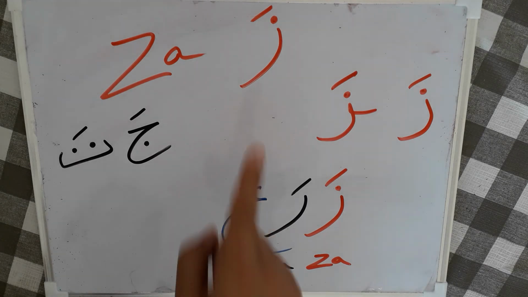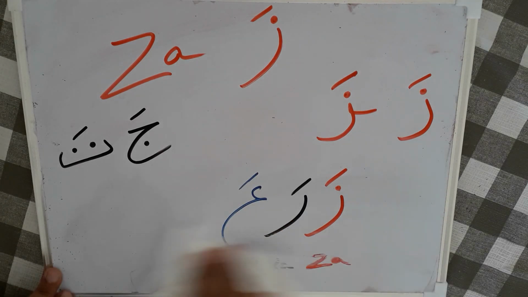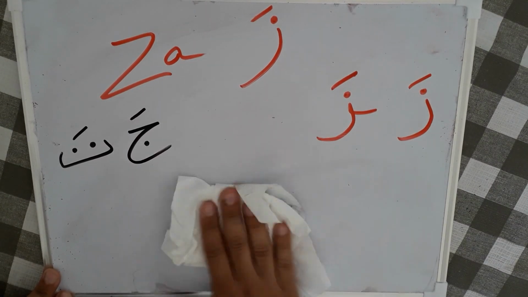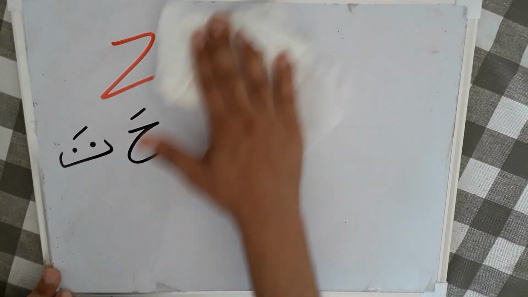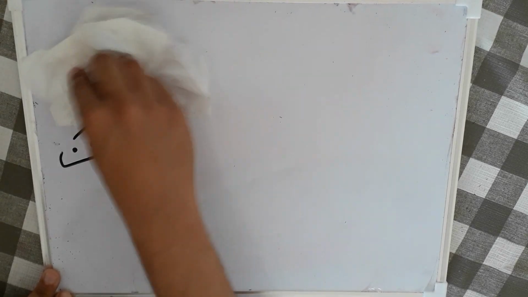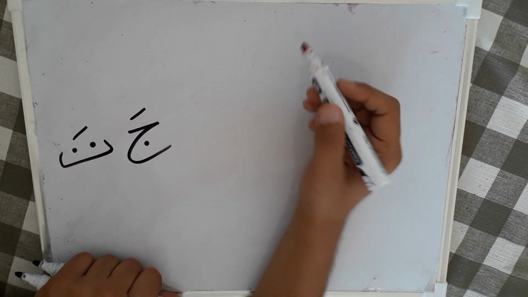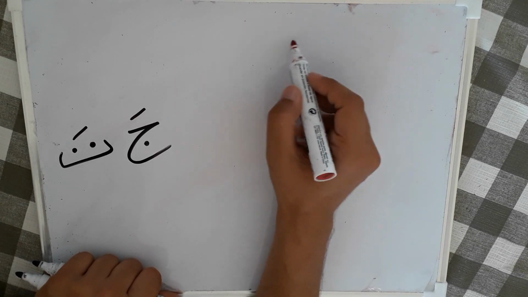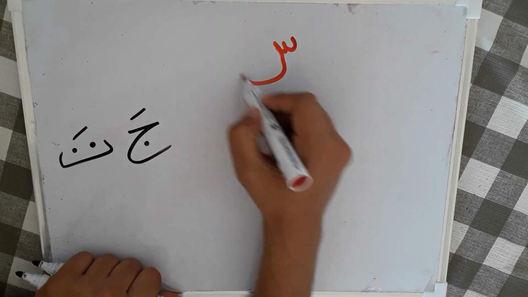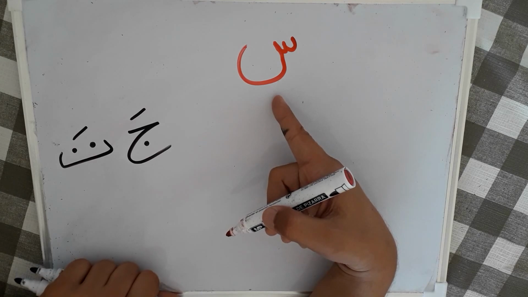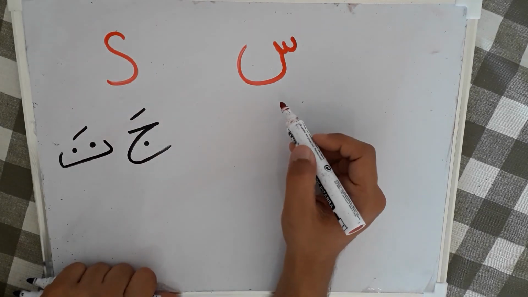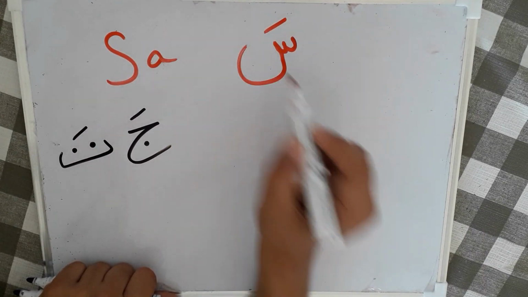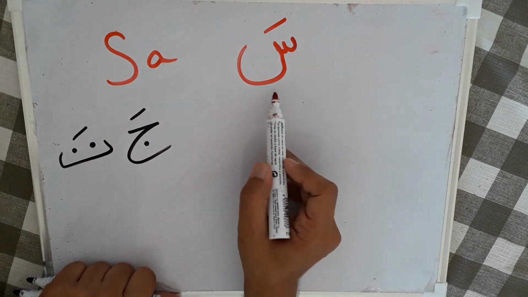So I have already explained Z. Let's see another one. It will be the most beautiful one. Actually, all the Arabic alphabets are beautiful, but that one, I don't know why I like it so much. I'm just kidding, okay? So this one is Se.